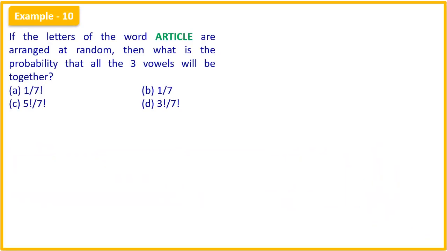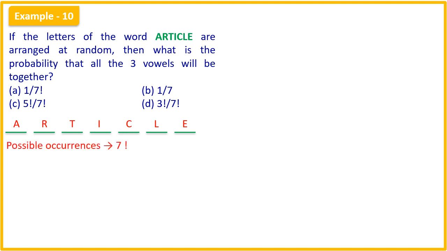Example 10. If the letters of the word articles are arranged at random, then what is the probability that all the three vowels will be together? Now, articles is a 7-letter word. So, these 7 letters can be arranged among themselves in a total of 7 factorial ways. This is seen in permutation and combination. So total possible occurrences are 7 factorial.